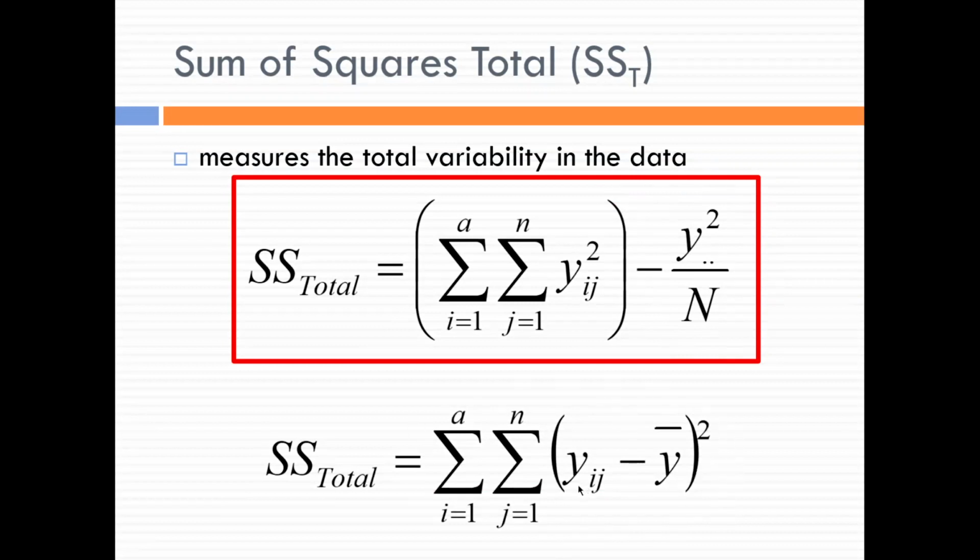This is the individual observations, minus the average of the data, and you square it. This is more tedious and harder to execute using Excel, so I highly advise against using this. We will only use the other one. Okay? So let's move to Excel.